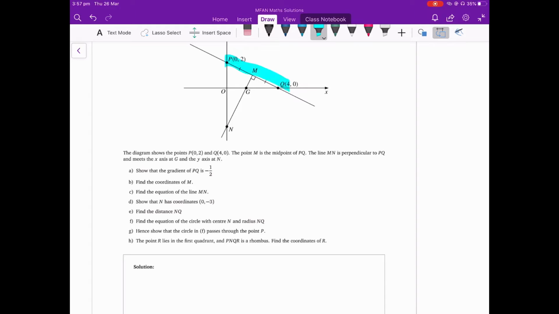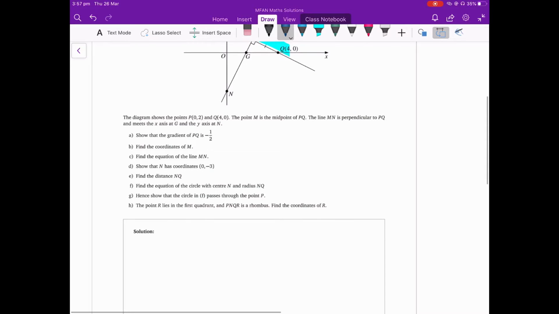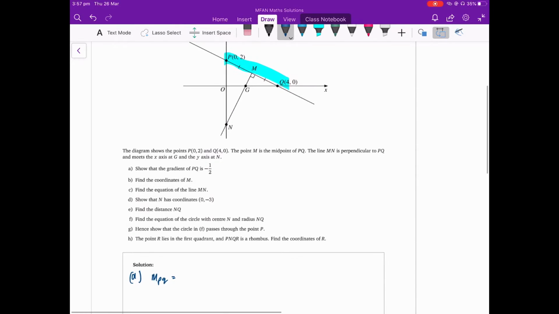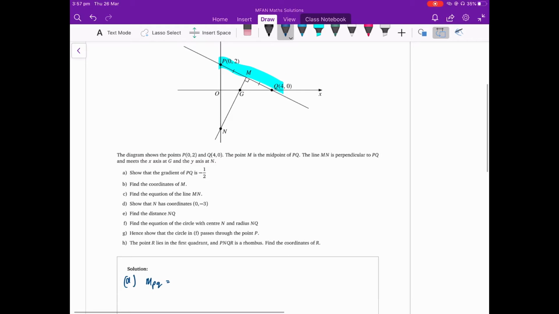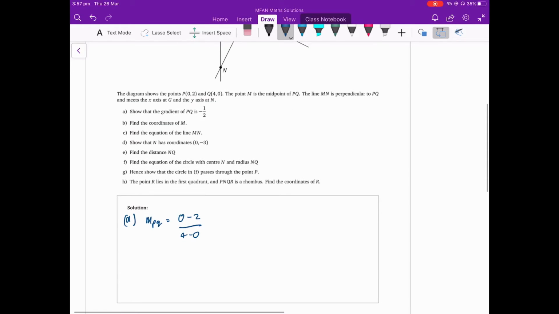Okay, so we're looking at this part here. Just do the gradient formula. So question A. The gradient of PQ is equal to y2 being 0 minus y1 of 2, over 4 minus 0. So that would be negative a half.